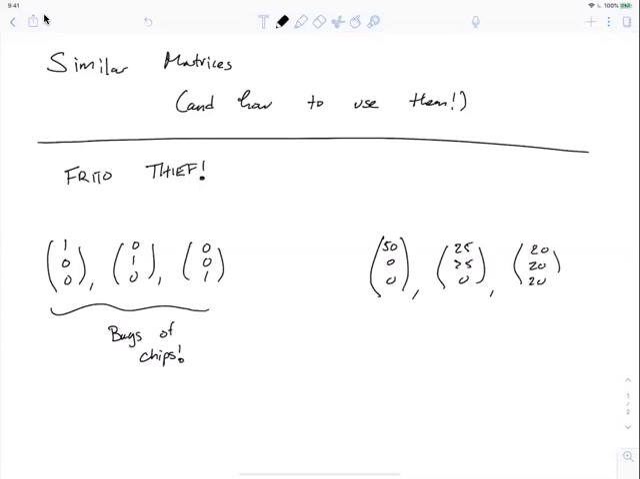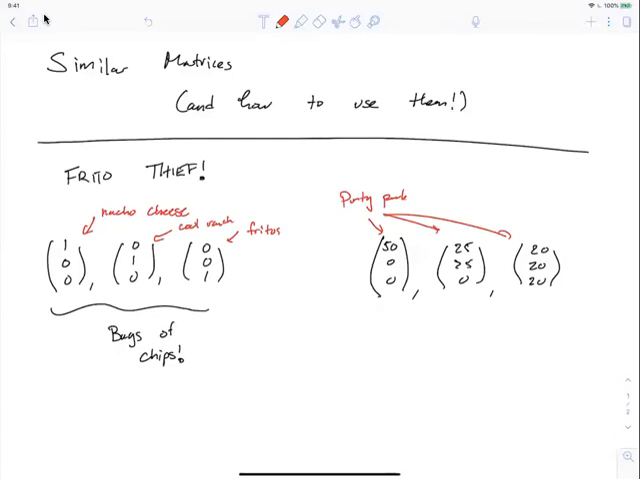And just a reminder of what this represents: this 1, 0, 0 vector is going to represent a single bag of nacho cheese. And this 0, 1, 0 vector is going to be a single bag of Cool Ranch. And this 0, 0, 1 is going to be a single bag of Fritos. And in contrast, over here, these are party packs. That's a party pack of 50 nacho cheese, another party pack of 25 and 25 of just Doritos, and one of 20 of each. So these right here are just party packs.